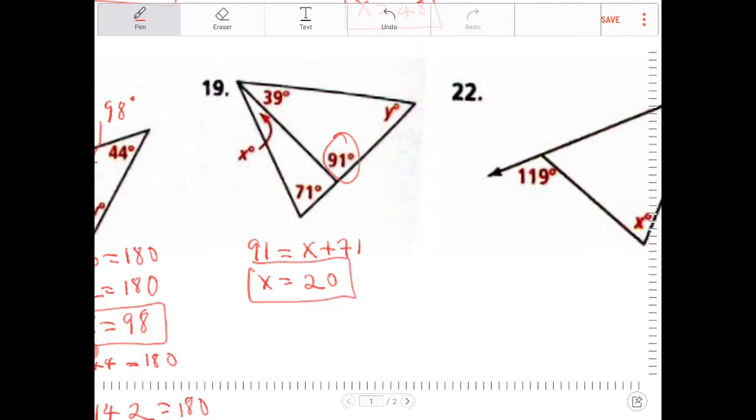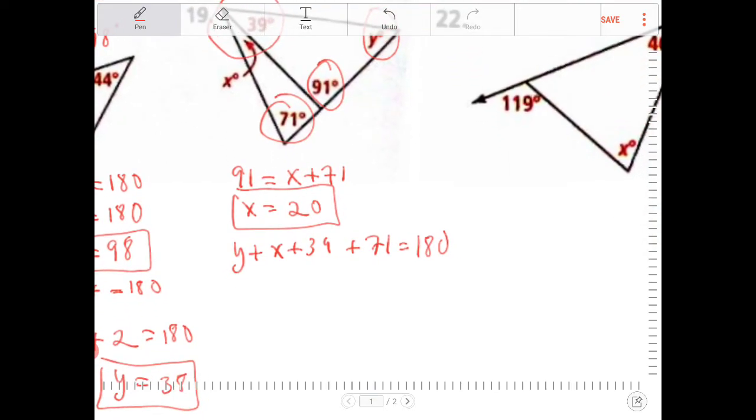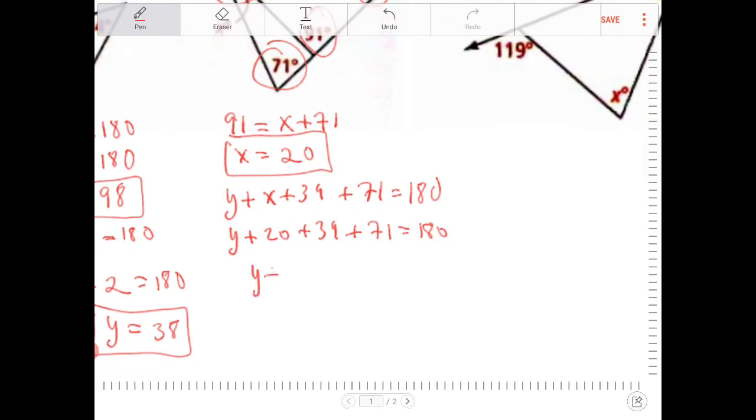And since I know what x is, I can now solve for y, because y plus this whole angle, which is x plus 39 plus 71, should equal 180 degrees. So by substituting what x is into this, I end up with y plus 20 plus 39 plus 71 is equal to 180. Combine like terms, I end up with y plus 59 plus 71. So that is equivalent to 130. So therefore y will equal 50 degrees.